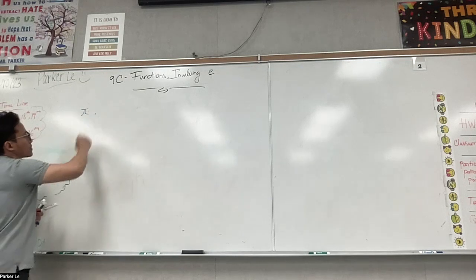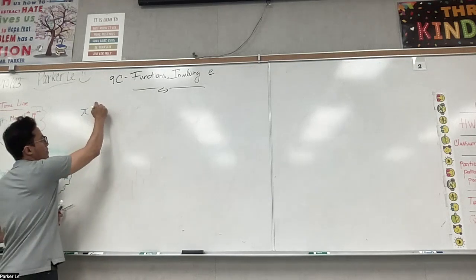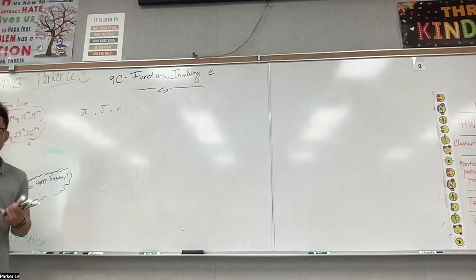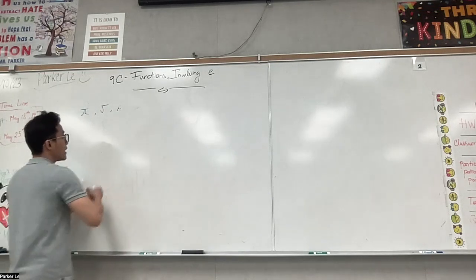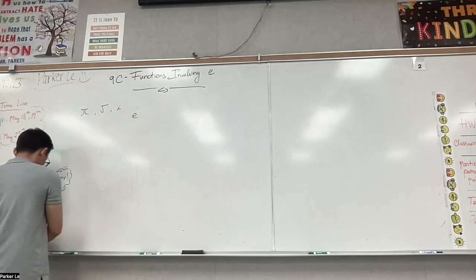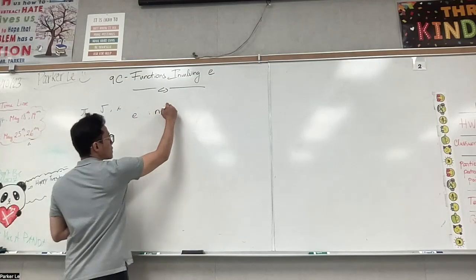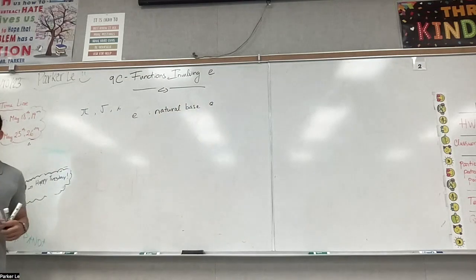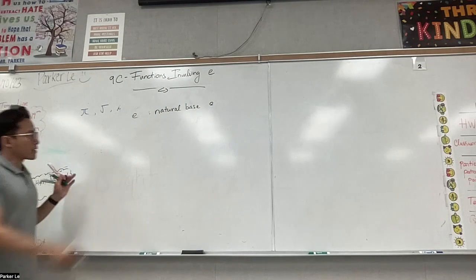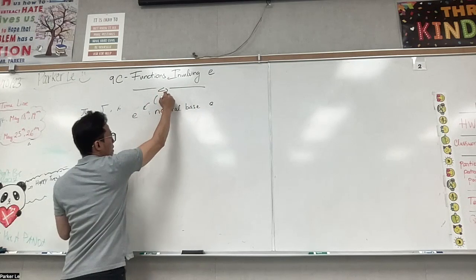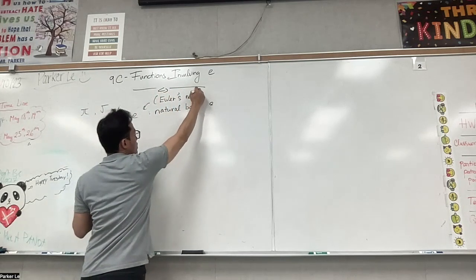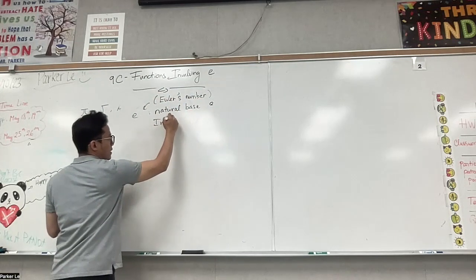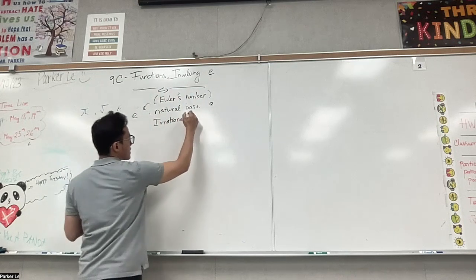What else? Square root. Square root is irrational. Today we're going to learn about this number, e. We call it the natural base e. Sometimes they also call it the Euler number because he's the one that found this. This is an irrational number.